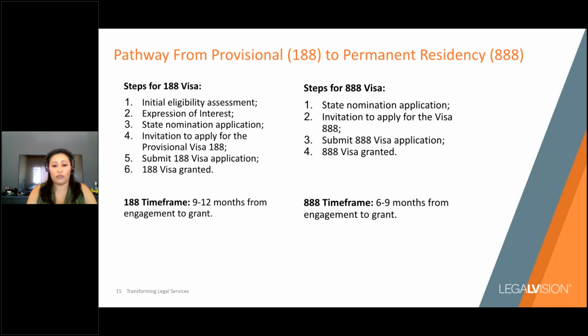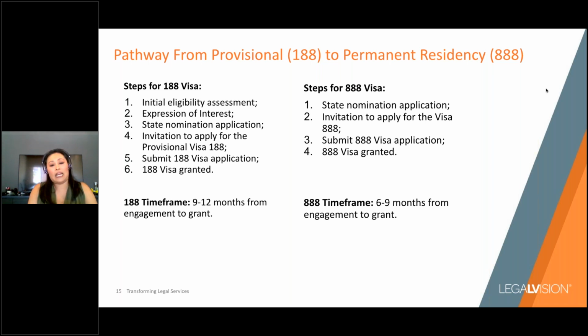Once the expression of interest and the state nomination application is submitted, and you receive an approval from the state, very soon after that you're likely to receive an invitation from the Department of Home Affairs to apply for the actual visa. Once you receive the invitation, you have 60 days to apply, so it's quite a strict timeline. Often you would have to get all your affairs in order, or if you're engaging a legal representative or migration agent, they would have all these documents ready to submit the 188 visa application within that 60-day time frame.